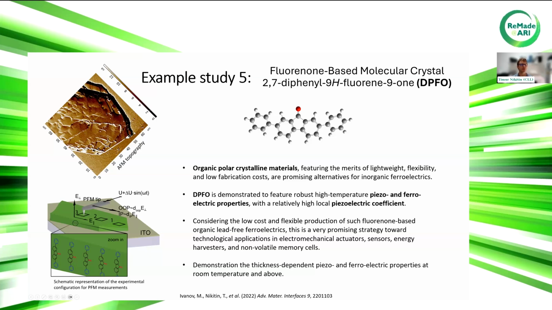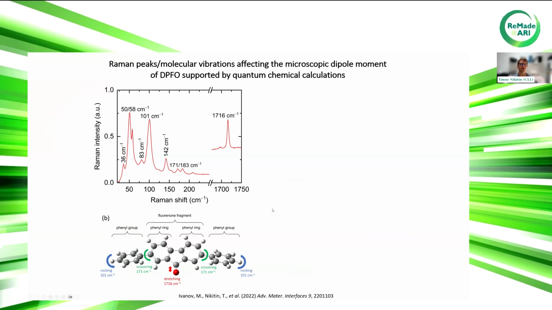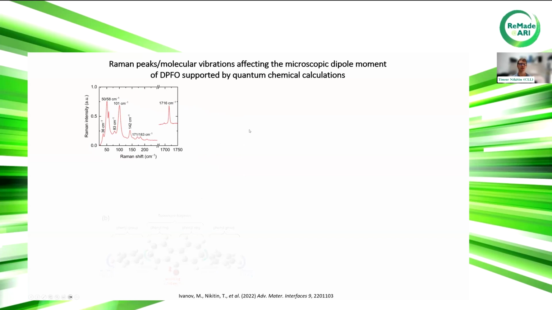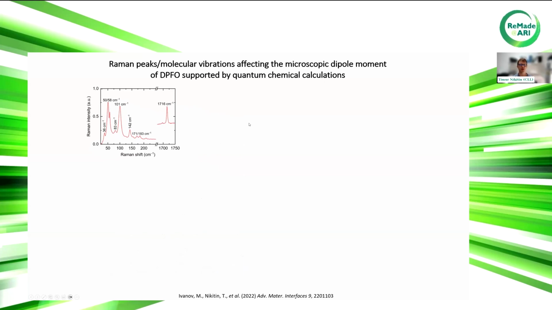So that's the tip over this organic crystal. This is how the molecules are situated in the crystal, and this is a schematic for the SPM scanning probe microscopy measurement. So we measured the Raman spectrum of this molecular crystal. These are all the bands depicted here. This is our molecule, and then we did the assignment, also using quantum chemical calculations, of which band corresponds to which vibration of the molecule.